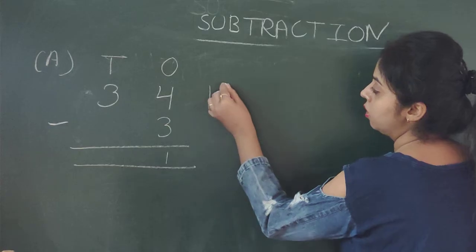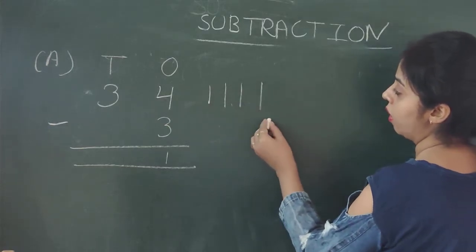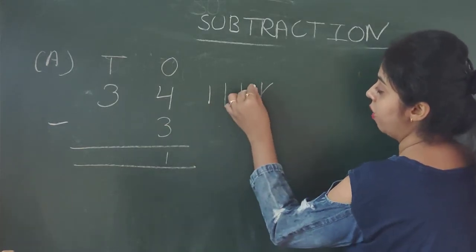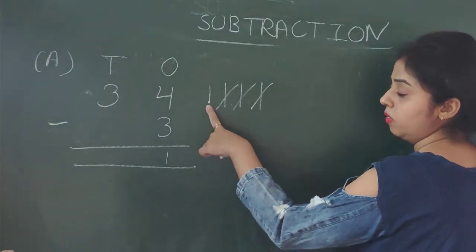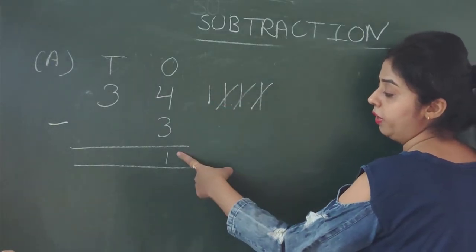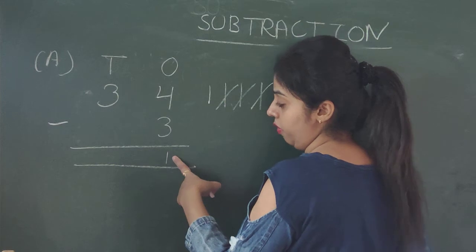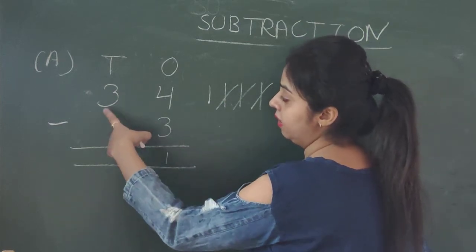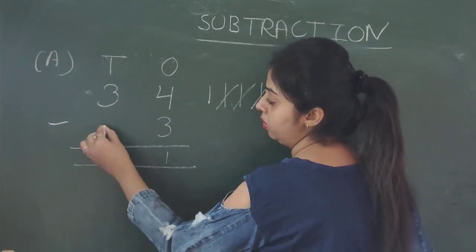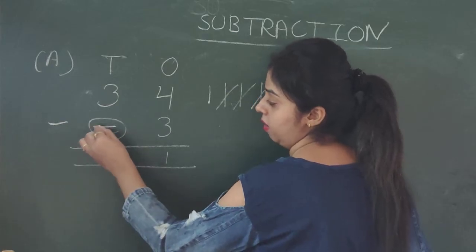Look at this, 1, 2, 3 and 4. Cut the 3 digits, 1, 2 and 3. So how many are left here? 1. So how will we write? 1. Okay. Next, 3 is the same because there is no digit here.